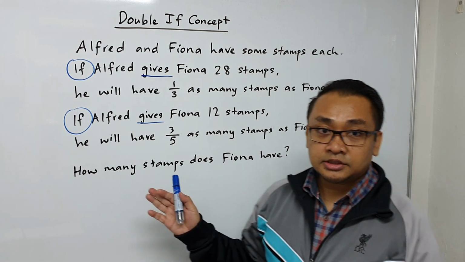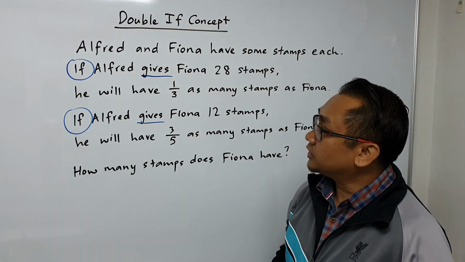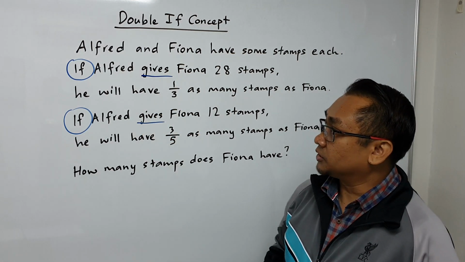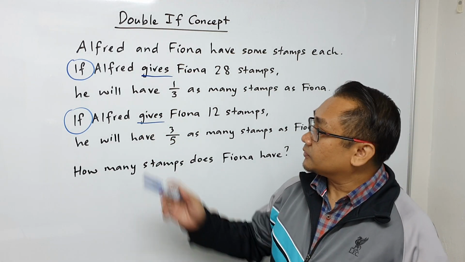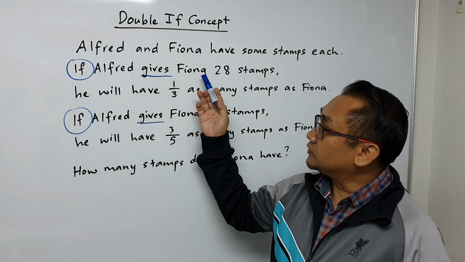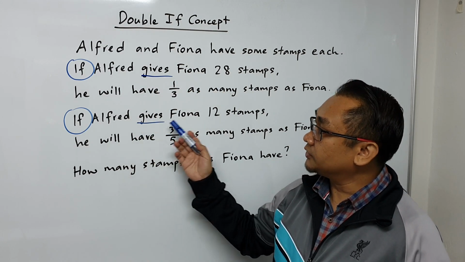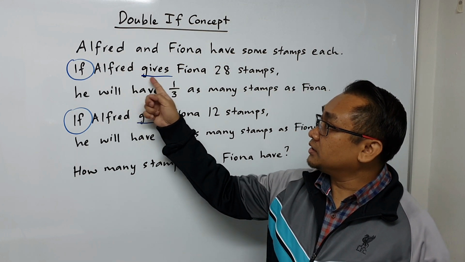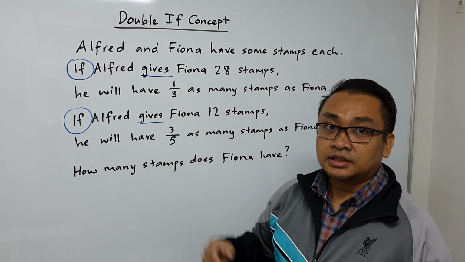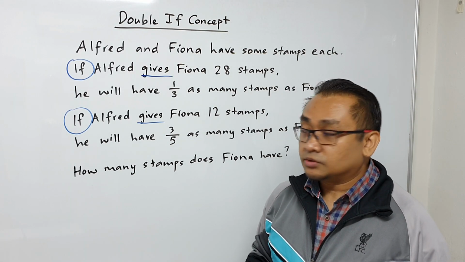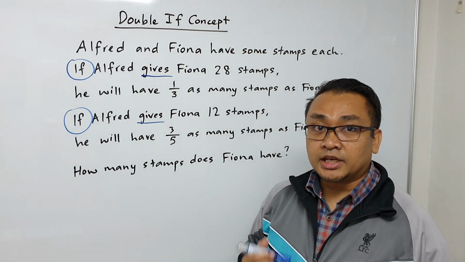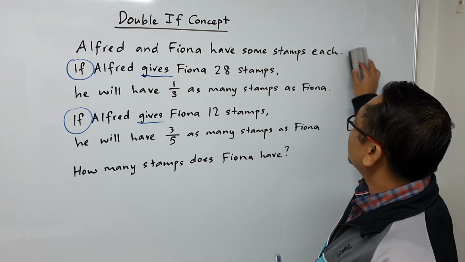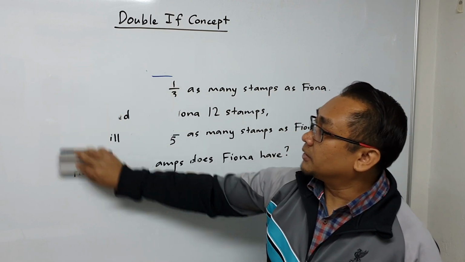Okay, so why is this question categorized under the double if concept? Yes, because there are two ifs in this question. We are given two scenarios. But what else is in the question? In the first scenario, Alfred gives Fiona. In the second scenario, Alfred gives Fiona. And we have learned in the previous strategies that if one gives or transfers to another, the total will remain the same. So in this question, we are also going to use the unchanged total concept. Let me summarize the question for you, and then I will show you the model method first.